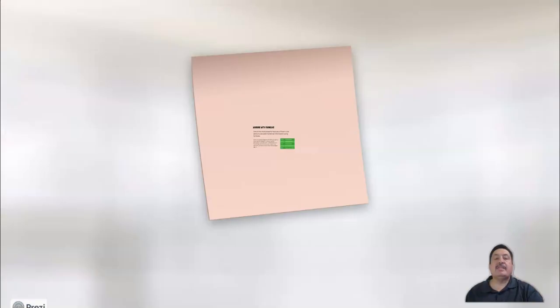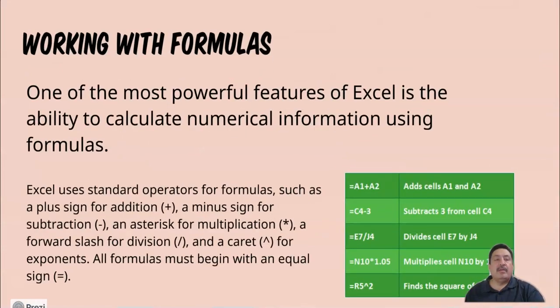And now let's look at some basic formulas. One of the most powerful features of Excel is the ability to calculate numerical information using formulas. And Excel uses standard operators for formulas such as a plus sign for addition, a minus sign for subtraction, an asterisk for multiplication, a forward slash for division, and a caret for exponents. All formulas must begin with an equal sign.